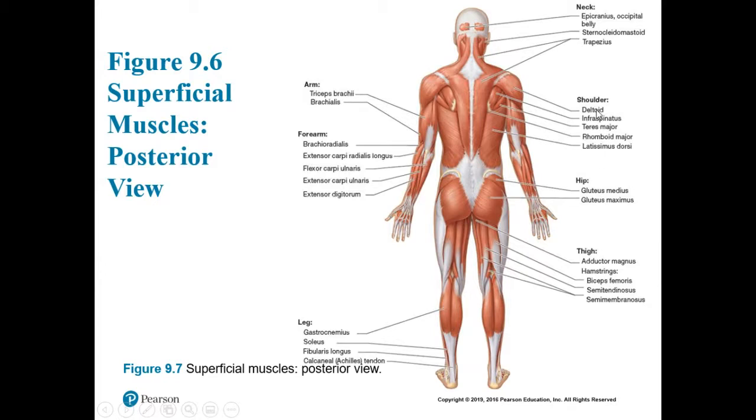On the shoulder, I touched on most of these. We have the deltoid, which I talked about already. We have the infraspinatus, which is part of the rotator cuff. We have the teres major, which is part of the rotator cuff as well. We have the teres minor, which is also part of the rotator cuff. And then the rhomboid major here, which works together with the trapezius and latissimus dorsi in retraction, so movement and rotation of the arm, but again towards the back.